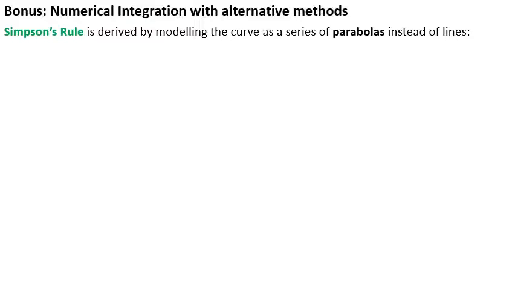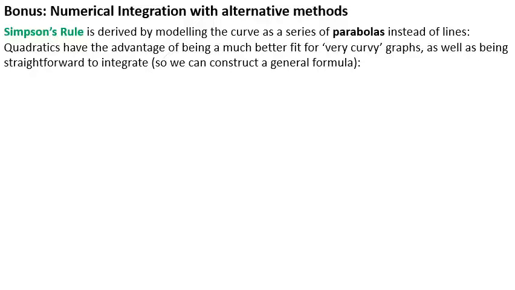Let's look at a third rule now. Simpson's rule. Simpson's rule is derived by modeling the curve as a series of parabolas. In other words, we build a quadratic graph that goes through points on the curve. This is a big advantage over straight lines because it provides a much better fit for the very curvy graphs.